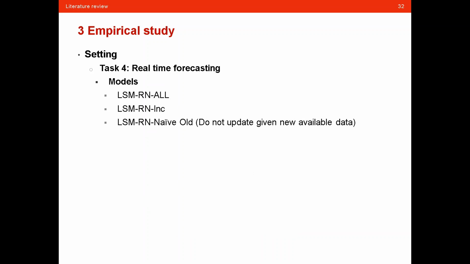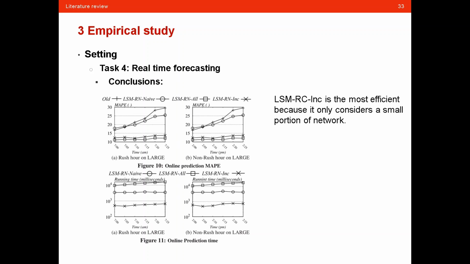The last task is the real-time forecasting, which is based on 3 models. The first 2 are the proposed models, and the third is the naive model, which does not update the latent space when given new available data. In this task, the major conclusion is that the incremental learning model is the most efficient because it only considers a small portion of the network at a time.